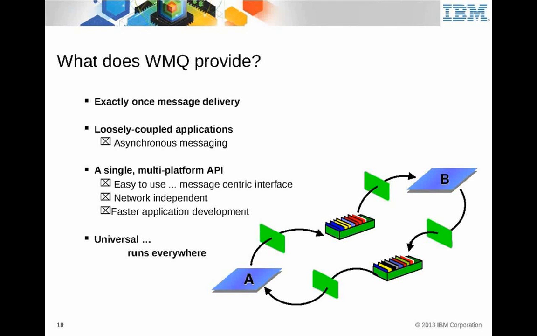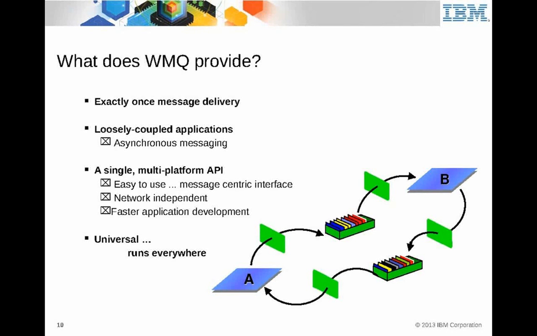It allows loosely coupled applications, asynchronous messaging. And when you look at that picture, you see A and B with queues in between them. A can put a message on the queue for B, and B may not be around. When B comes up, B can get the message and put it on a queue for A, and A may not be around. So it's asynchronous.